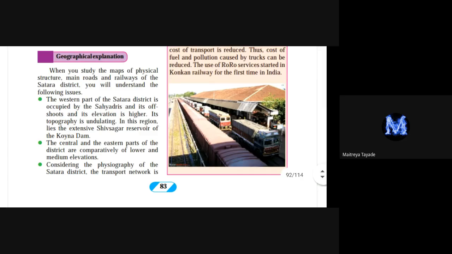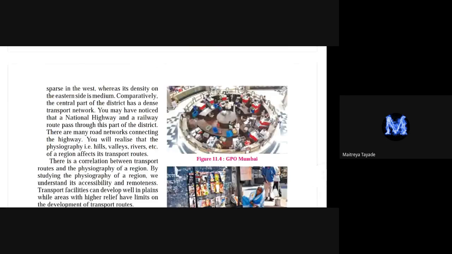It is sparse. But if you go from west to east, then you can easily see the transportation network is increasing, because it is easy to build roads and railway lines in those areas. Comparatively, the central part of the district has a dense transport network. As somebody among you told me, in the central region there is a dense network of transport routes.